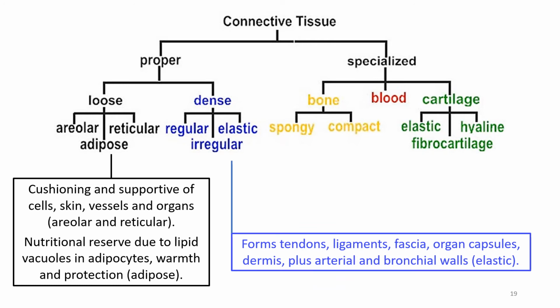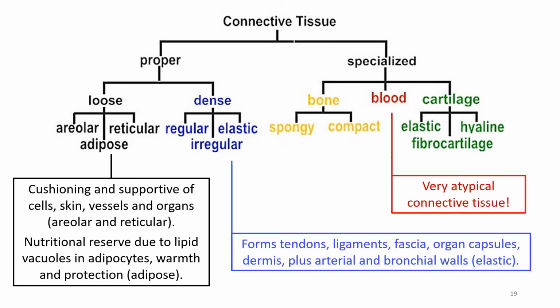As we said, the dense proper connective tissue, this is the stuff that's much more organized, more dynamic, forms the tendons, the ligaments, fascia, that tough membrane around organs, organ capsules, the dermis, plus also the elastic fibers of the arterial and the bronchial walls. Blood, yes, is a very atypical connective tissue. So let's talk about blood briefly.